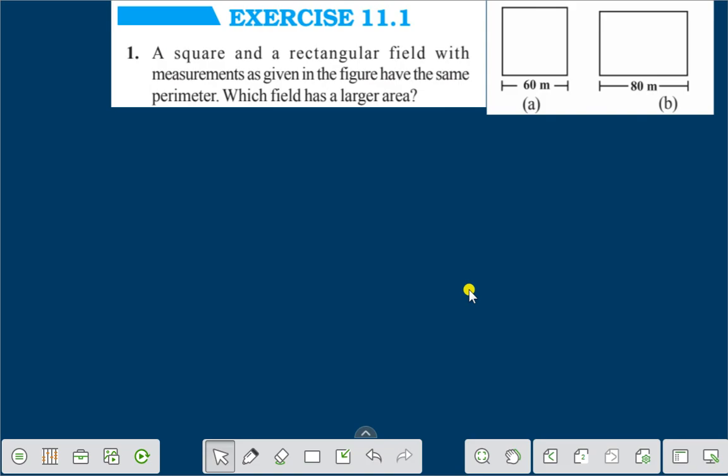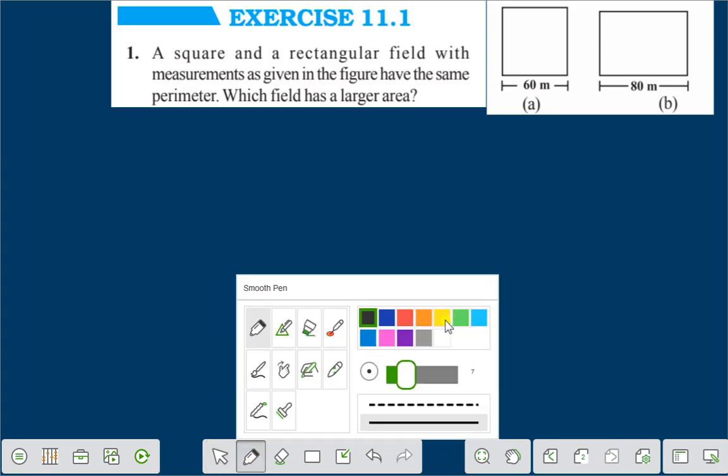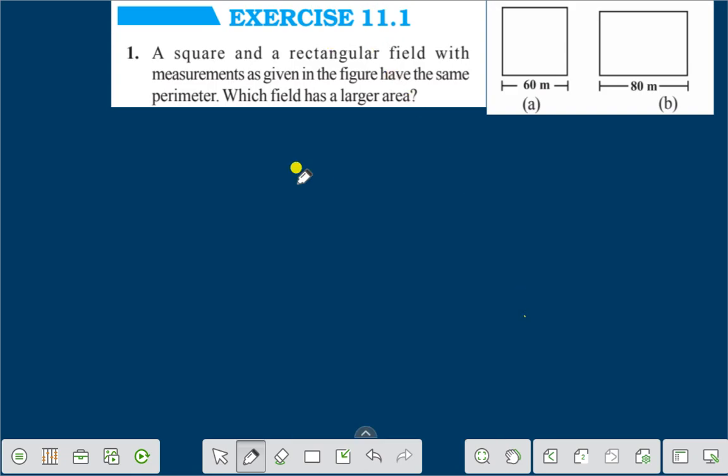A square and a rectangular field with the measurements as given in the figure have the same perimeter. Which field has a larger area? Let us find. Let us solve this problem. It is given that the perimeter of the square is equal to the perimeter of the rectangular field. Right? Now, let's solve it in this way.